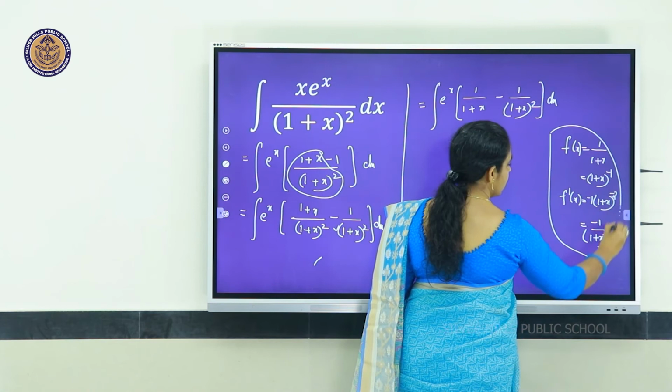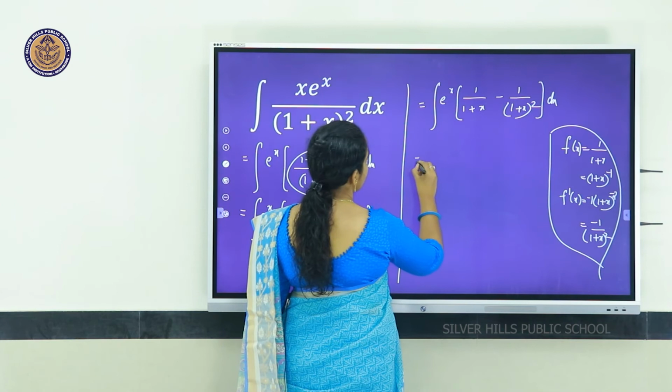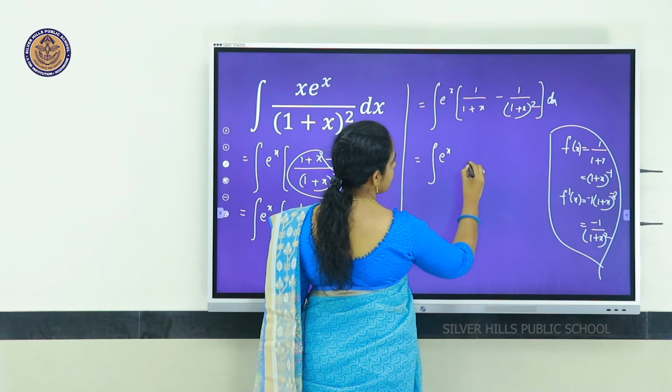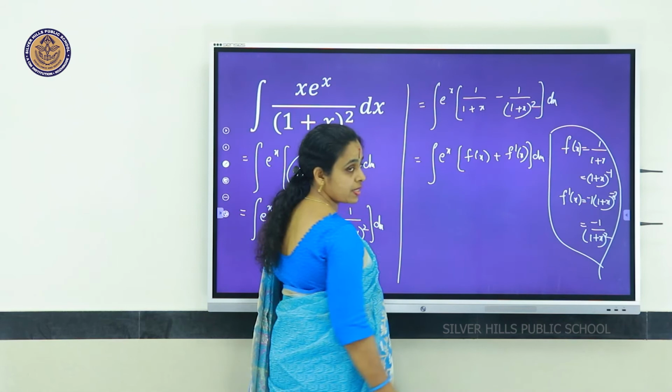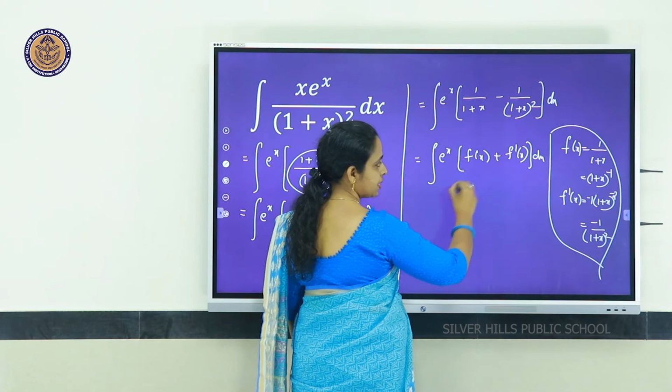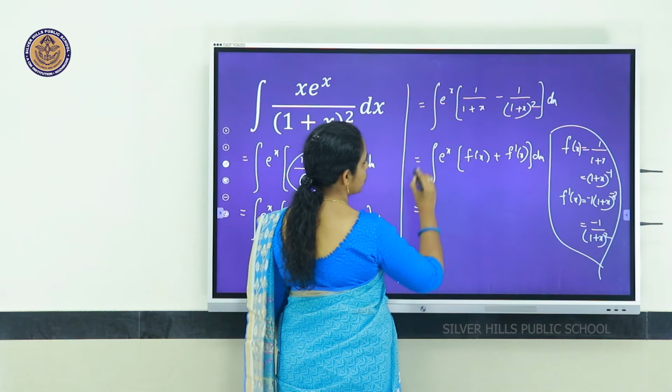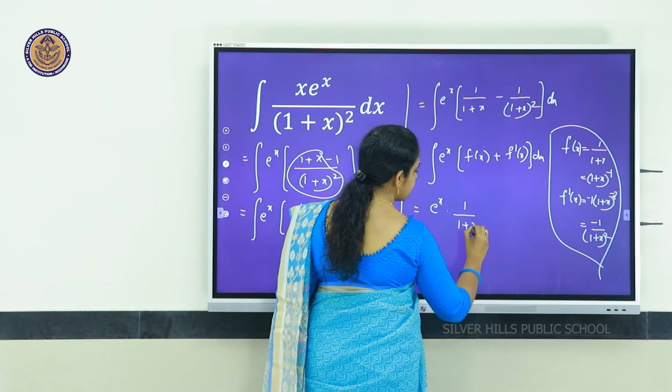Now this value let us substitute here and see, it became integral e raised to x. This is our f of x and this is our f dash x. Is it the similar form? I wrote the result here. F of x is 1 by 1 plus x, f dash x is minus 1 by 1 plus x square. So the answer will be equal to e raised to x into 1 by 1 plus x plus constant c.